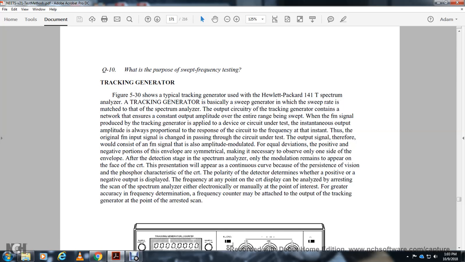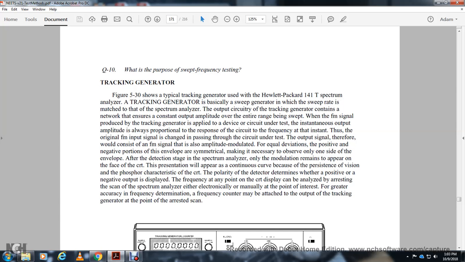The output circuitry of the tracking generator continues with the network that ensures constant output amplitude over the entire range being swept. The frequency modulated signal produced by the tracking generator is applied to the circuit under test. The instantaneous output amplitude allows a proportional response of the circuit as a function of the instantaneous frequency, while the original frequency modulation input signal chain passes through the circuit under test to the output signal.